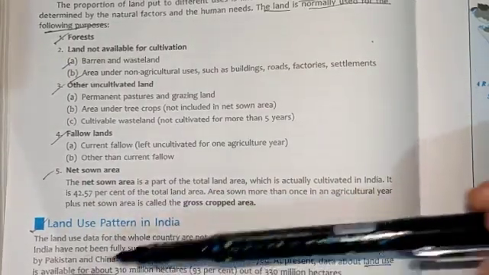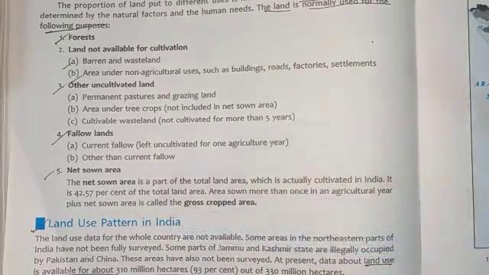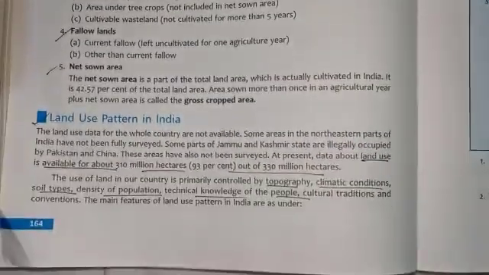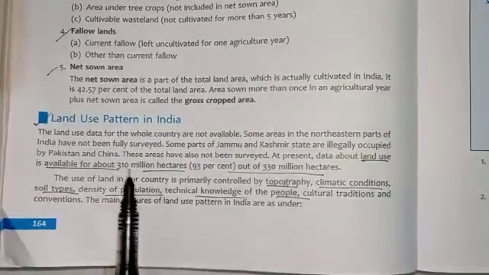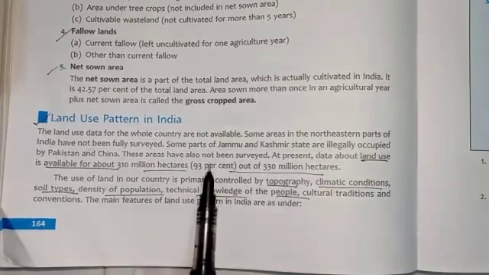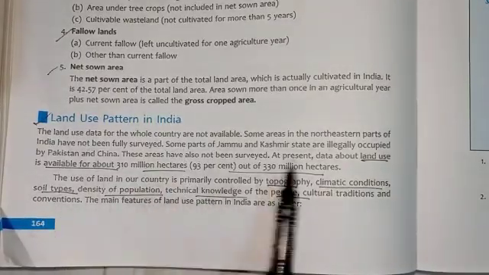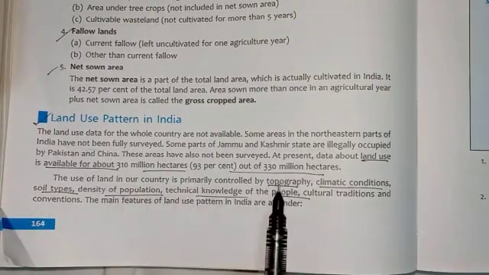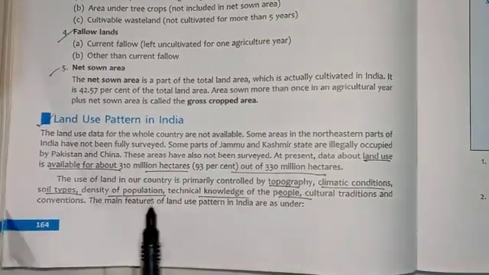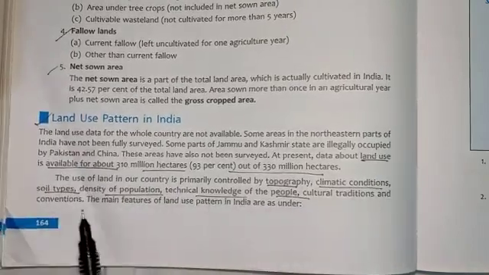Now we will see the land use pattern in India. At present, data about land use is available for only 310 million hectares of the total 330 million, about 93% of the total land. So the use of land in our country is primarily controlled by what factors? Topography, climatic conditions, soil types, density of population, technical knowledge of the people, cultural traditions and conventions.